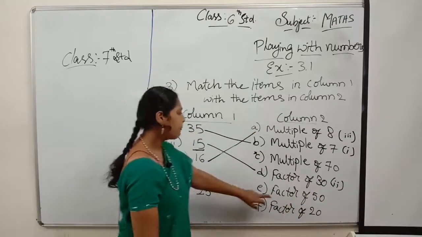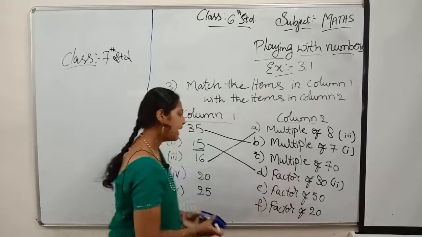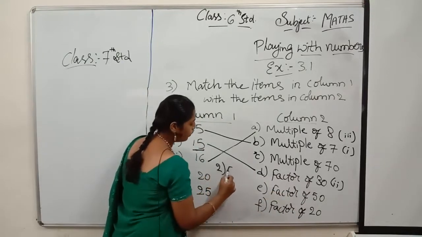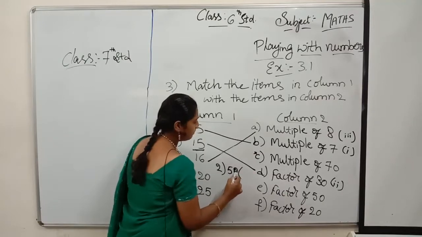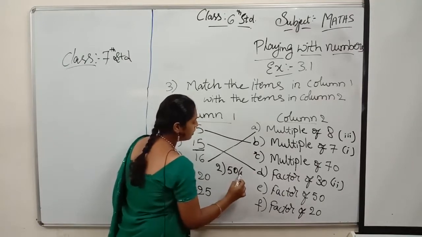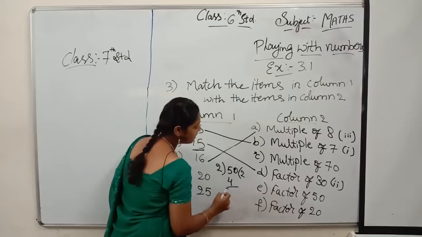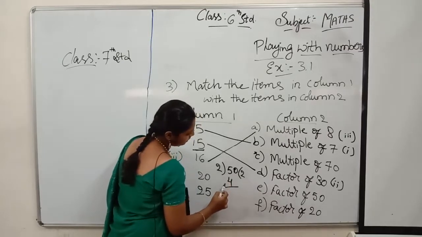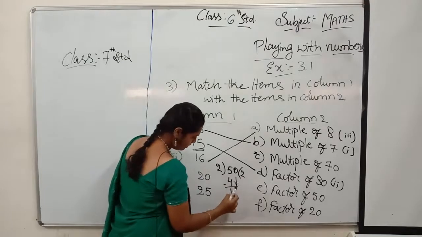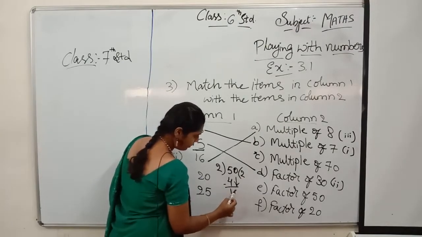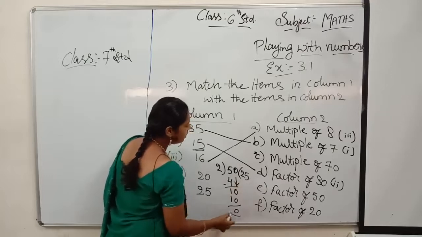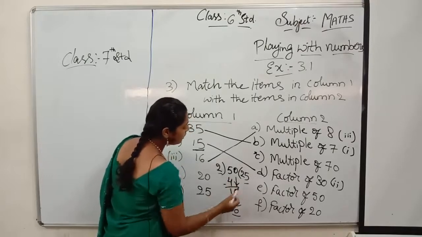Next one is factors of 50. Again, same process. How can we check? We can check by 2. Same, 2 2s are 4. Yes, 5 is not coming, so we have to take a smaller number. If you do subtraction, we will get 1 here. If we take this 0 down, 2 5s are 10. So these two are factors only, we can write in this way.